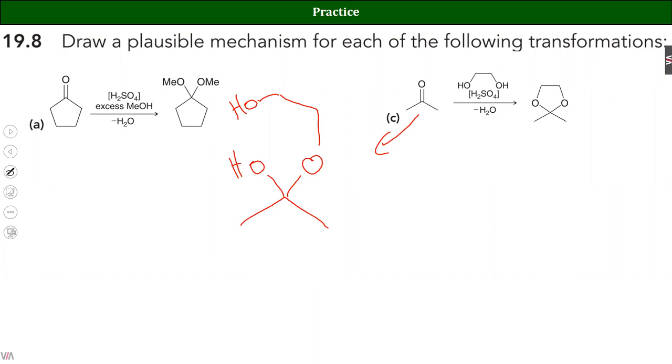And in this case, because you have a diol, the second alcohol is going to be your nucleophile for the acetal formation. So you're going to wind up with this same molecule being attached twice. So essentially, the net result is that this one leaves and this comes in and attaches. So your acetal is going to look like that.